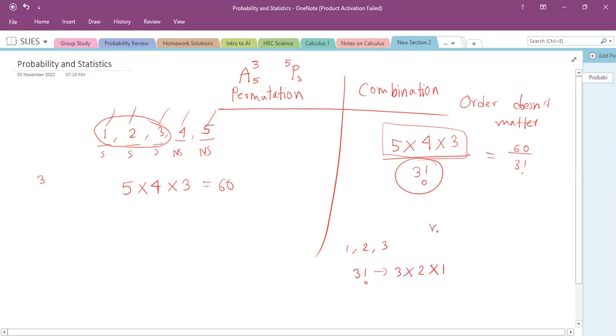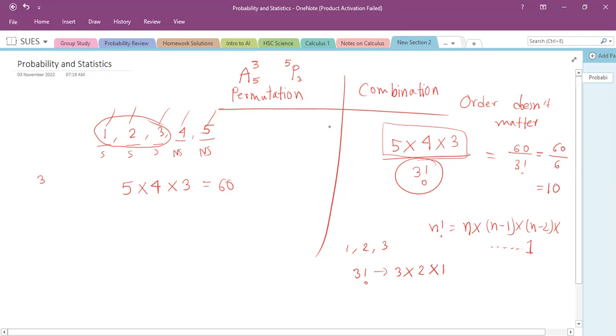If this is n factorial, that means we start with n, and then multiply by n minus 1, and then n minus 2, and so on up to 1. Here it is 3 factorial, so it is 3 times 2 times 1, which is 6. So here the answer will be 60 by 6, and that is 10, right?